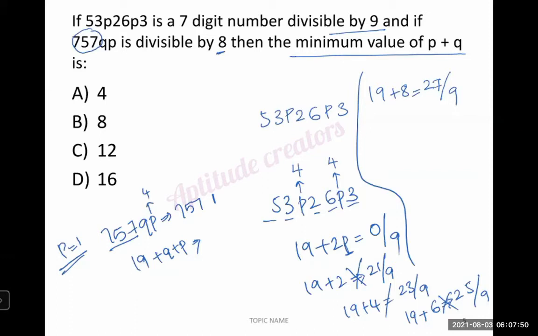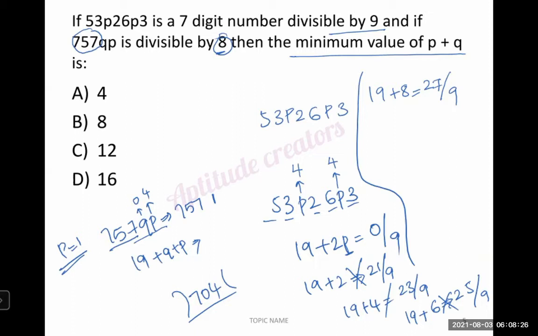Right? Now, if I am going with q equal to 0, then is 704 divisible by 8 or not? Why am I checking only the last 3 digits? Because the divisibility rule for 8 is to check the last 3 digits. Right? Now, yes, this is divisible by 4 and 8.